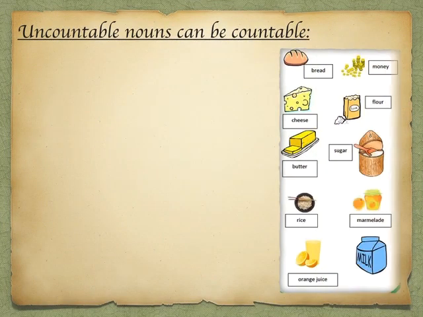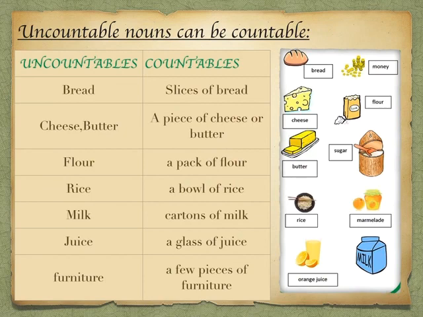So let's see some exceptional uncountable nouns that can be countable. Let's see the first one, that is bread. It is an uncountable noun. But if we say slices of bread, then they are countable. Let's see the second one, which is cheese and butter. Both are uncountable nouns. But if we say a piece of cheese or butter, then they are countable nouns. Let's see the third one, that is flour. Flour is an uncountable noun. But if we say a pack of flour, then they are countable.